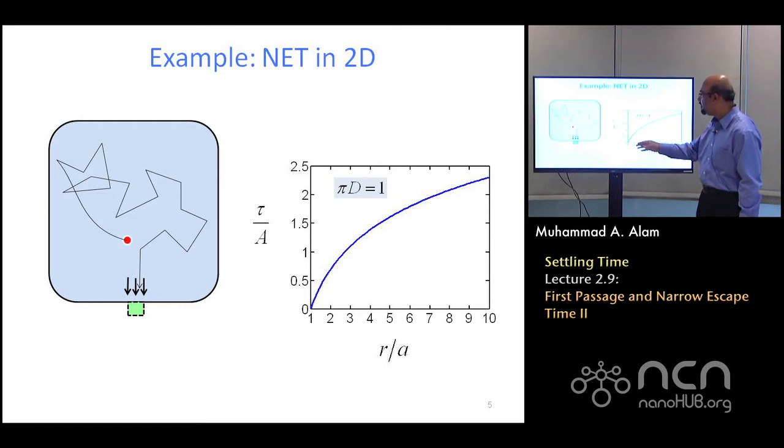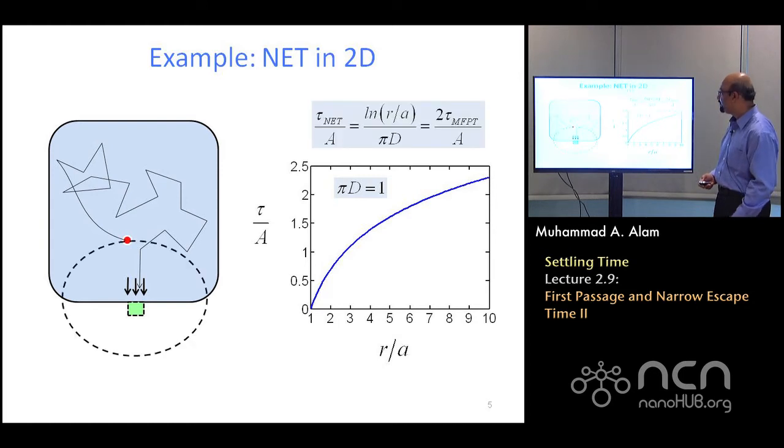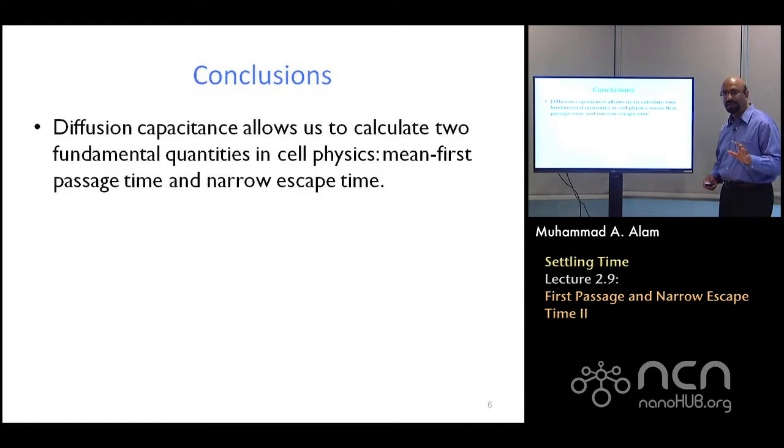And if you plot the escape time, narrow escape time, as a function of R and A, there will be a corresponding curve. As you are going farther and farther away from the system, the narrow escape time doesn't increase linearly, but it increases sublinearly for the system. All right, so I just wanted to give you a flavor. This narrow escape time is an important quantity in biology, and therefore I just showed you how to calculate that escape time by using the diffusion equivalent capacitance.